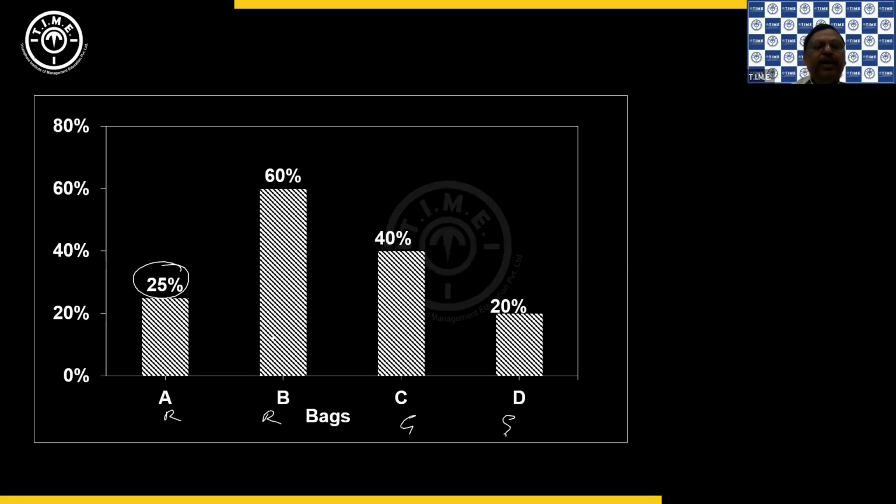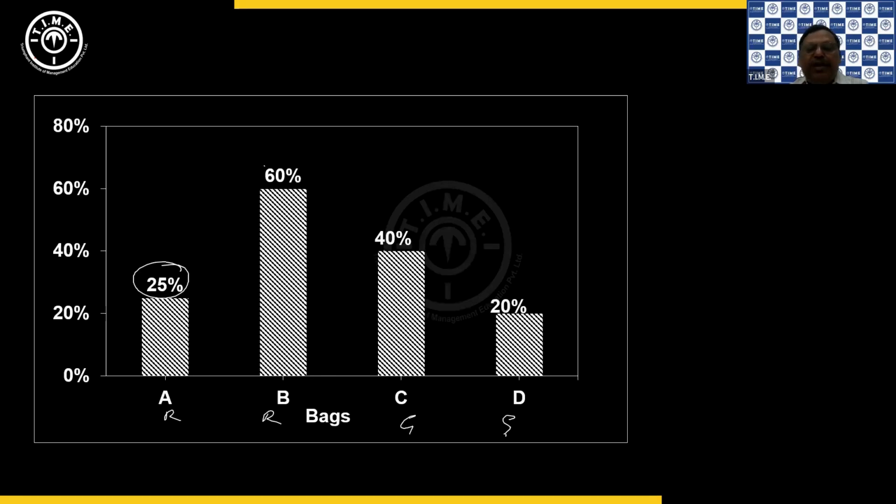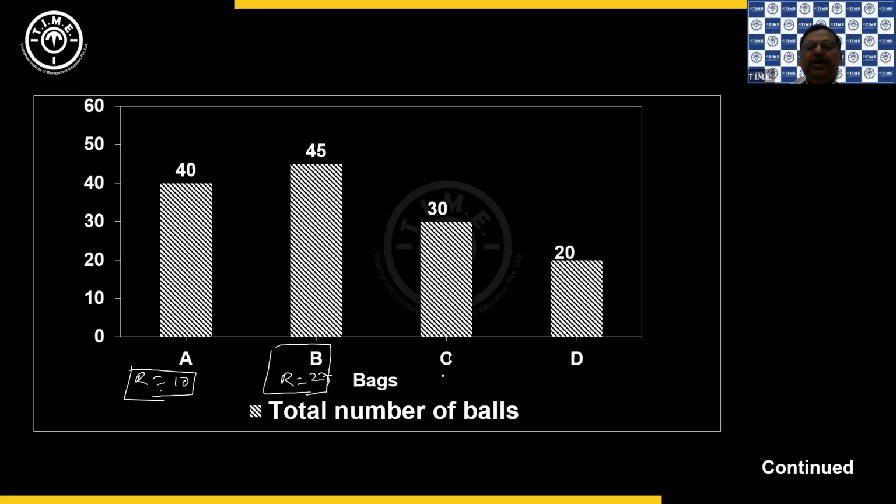B, friends, the probability of picking up is 60%, means 60% of 45, friends, is 27. In B, there are 27 red balls, right? Now for C and D, it's about green balls probability. Out of this 40, 10 are red balls, the remaining I have to find out. So that means your blue and green balls here will be 30. Here, red balls is equal to 27, means your blue and green balls is 18.